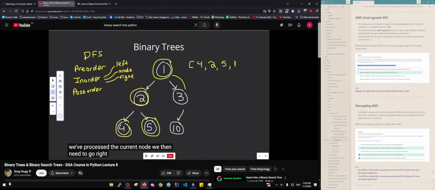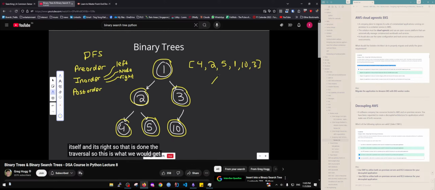We then need to go right. So we do that for this guy here. Before we process it, we need to go left. So we are going to go left over here. Okay, now we can process the 10. We return back here. Okay, the 3 has done its left. Now it's ready to process itself. So we process the 3 itself. We do the right, which is nothing there. We return back. And then finally here for this 1, we've done all of its left, itself, and its right. So that has done the traversal.